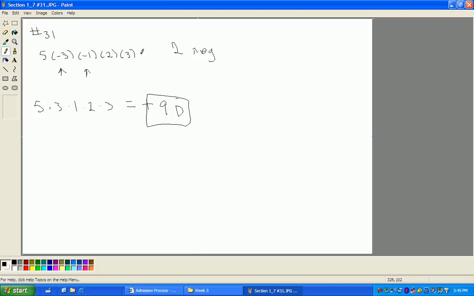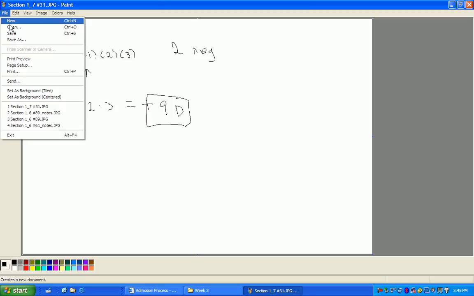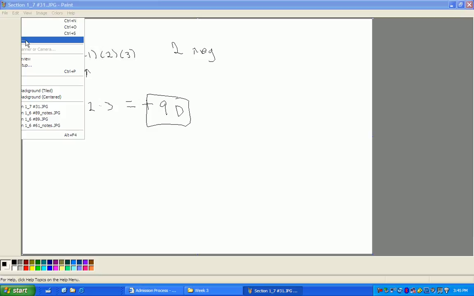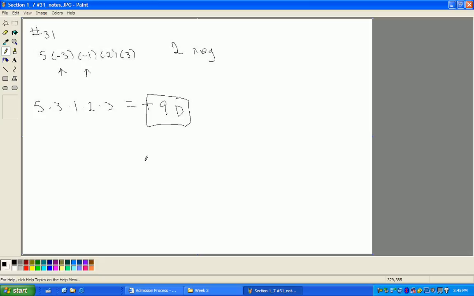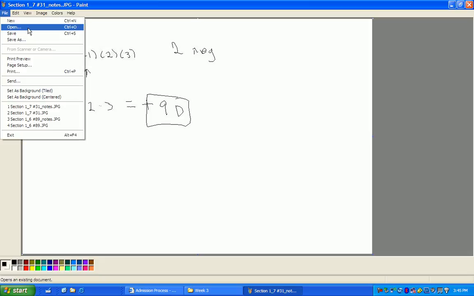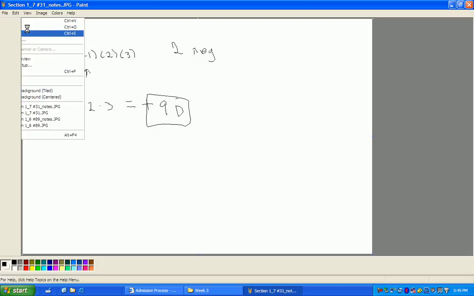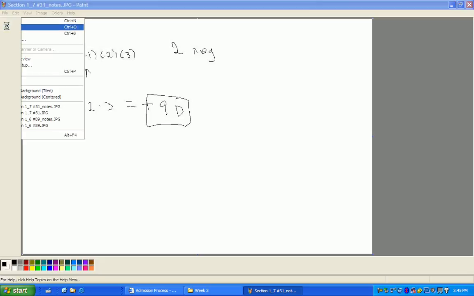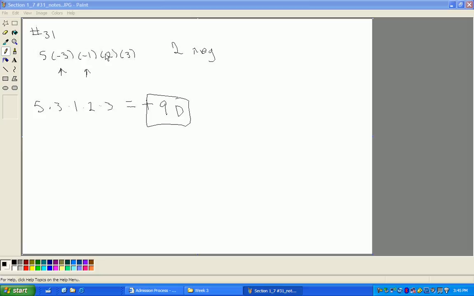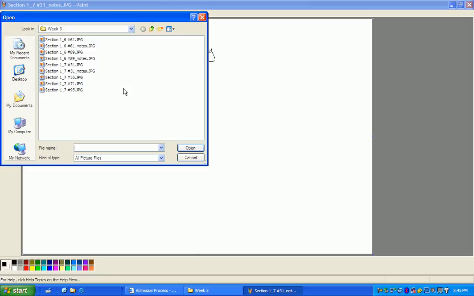Now let me just save that so you guys have it for notes. And let's go to the next problem. Come on, computer, there we go.